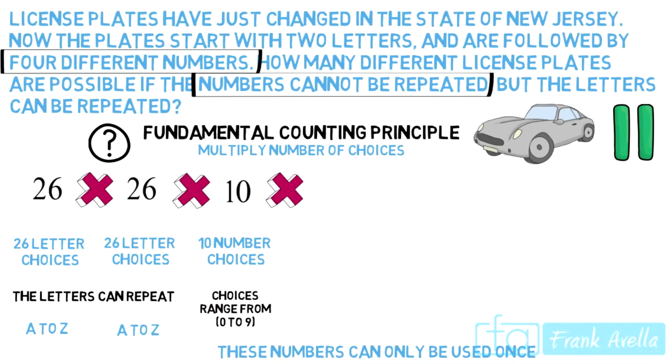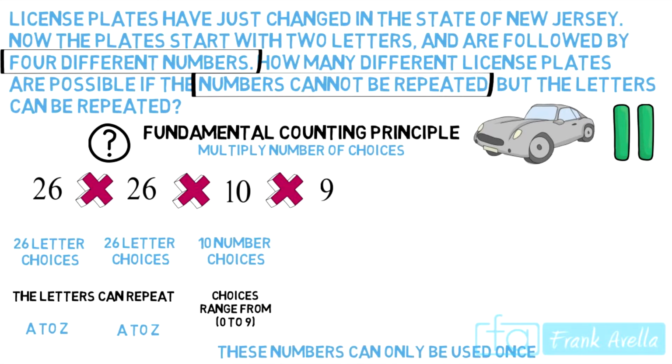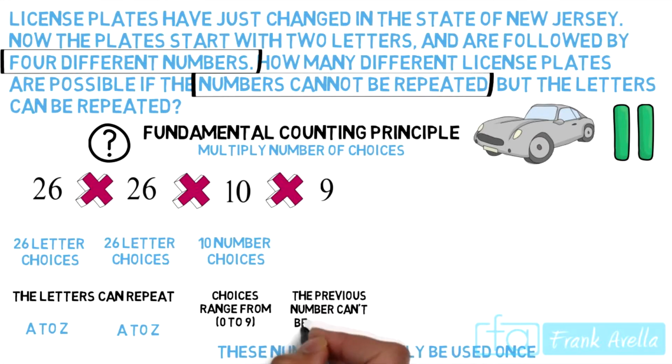So our 10 is now going to get multiplied by a 9 instead, because the previous number can't be repeated. If I chose 6 the first time, I can't use 6 again. So I'm left with 9 number choices.